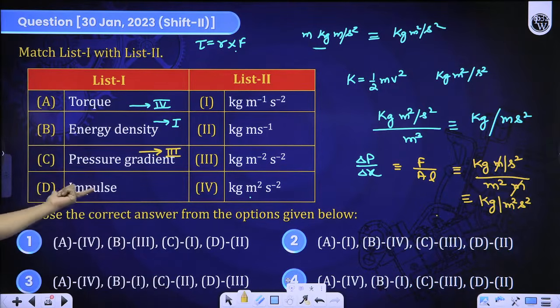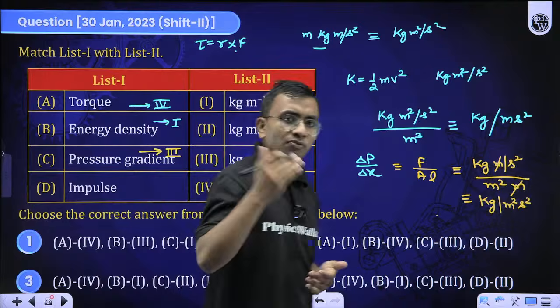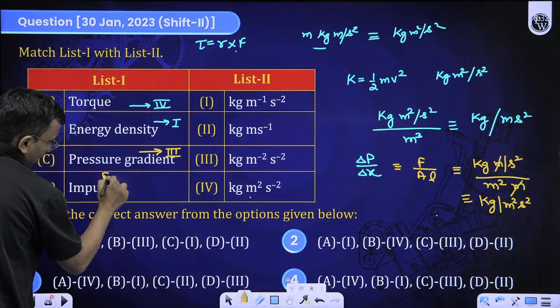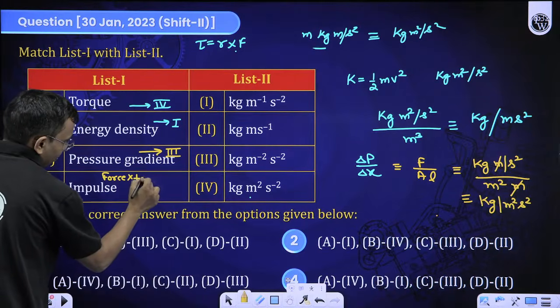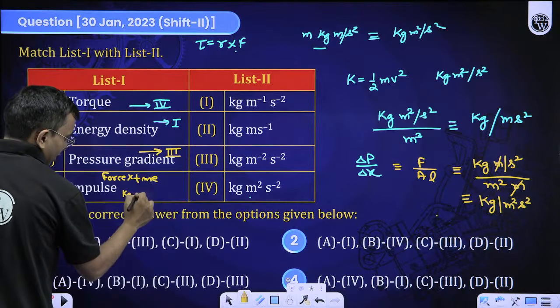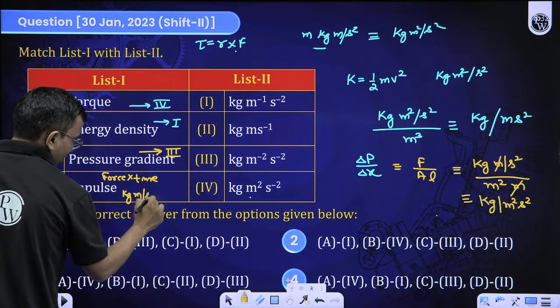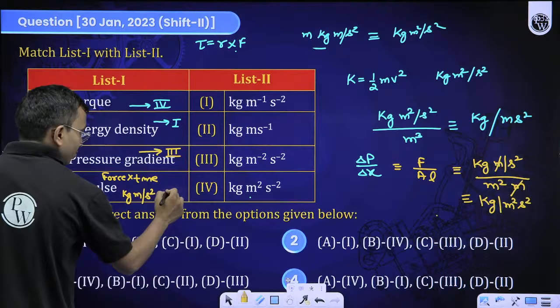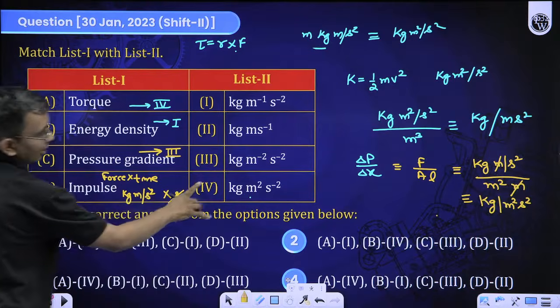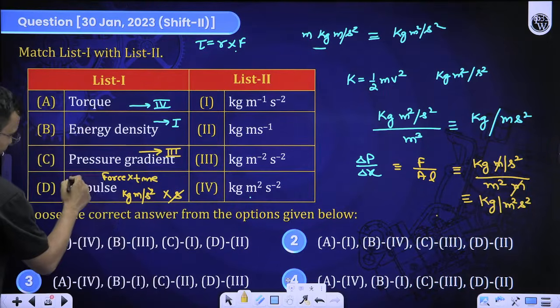And last is impulse. Impulse is force into time. So what is the unit of force? Force is mass into acceleration, so kg meter per second square into time, second. This second will get cancelled. So this will become kg meter per second. Kg meter per second, second one.